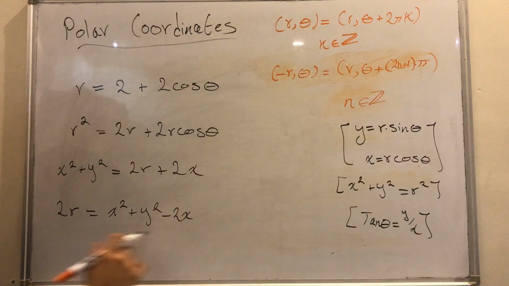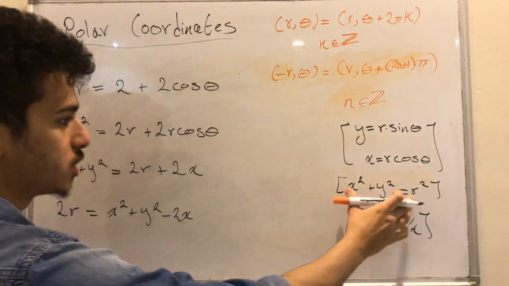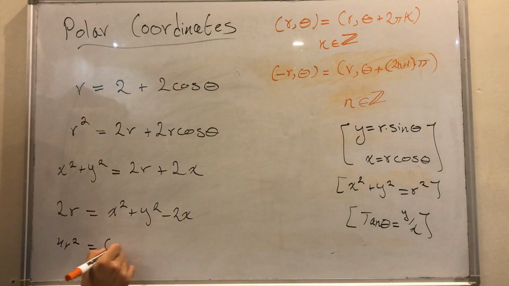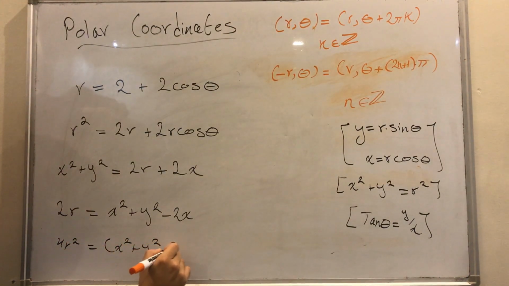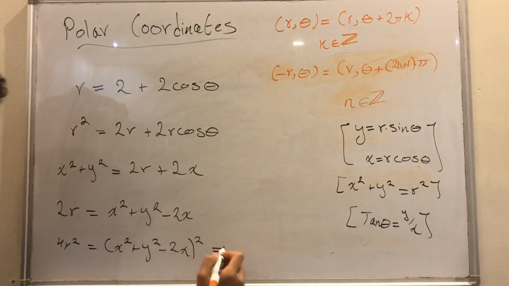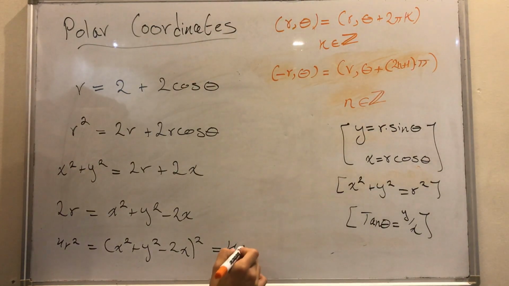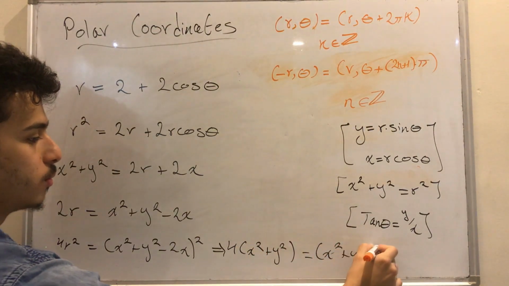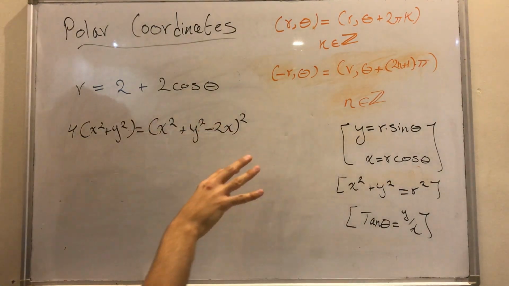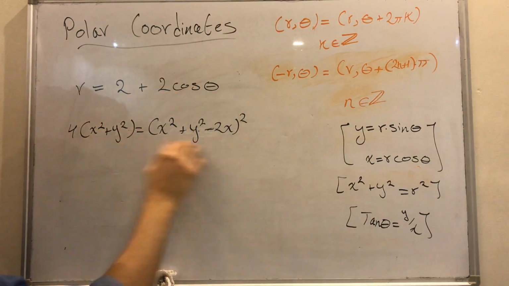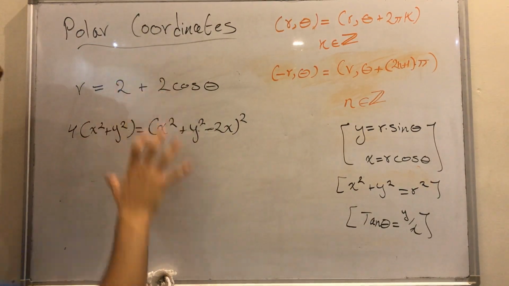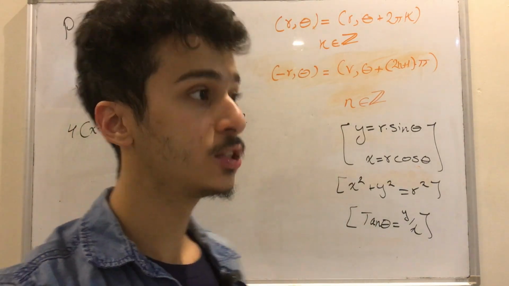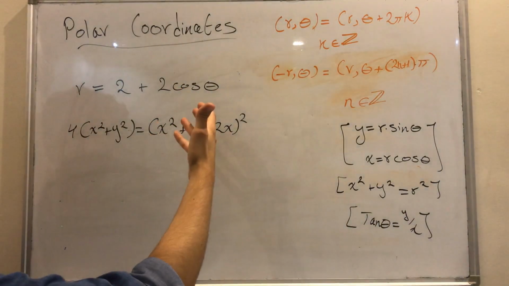And so now it will be great if I have r squared instead of r, so I can just use this. So we can square both sides. We'll get 4r squared is equal to (x squared plus y squared minus 2x) all squared. And we can replace the r squared now. It will be 4 times (x squared plus y squared) is equal to (x squared plus y squared minus 2x) all squared. And this is how we've gone from polar to rectangular. And as you can see, the equation is much simpler as a polar equation. So we find out that some graphs are more naturally written in polar equations than in rectangular.